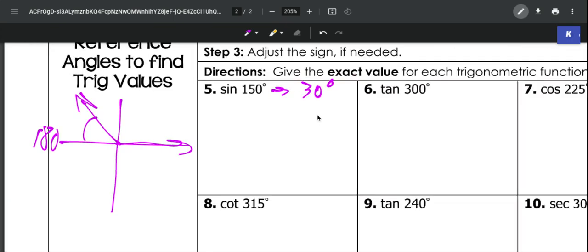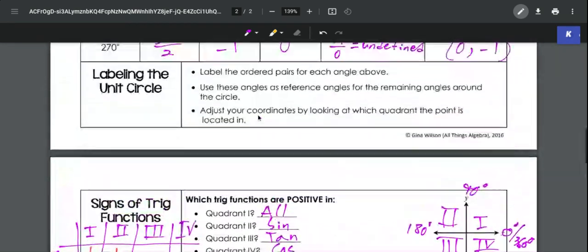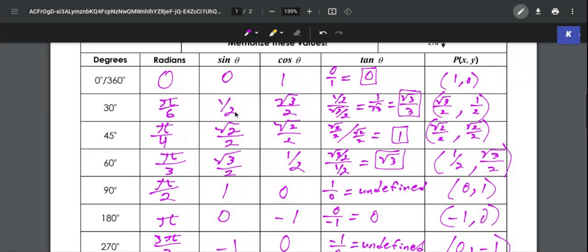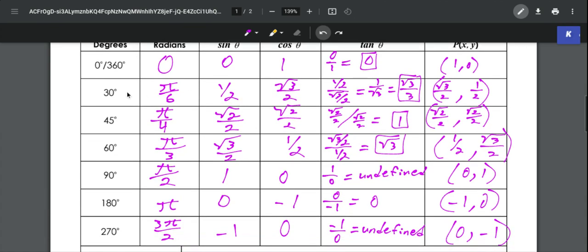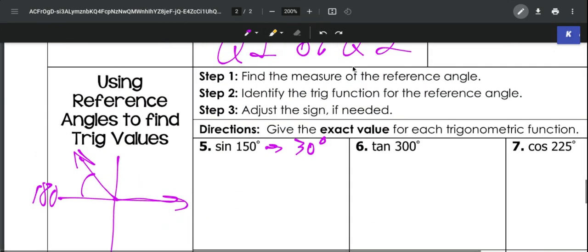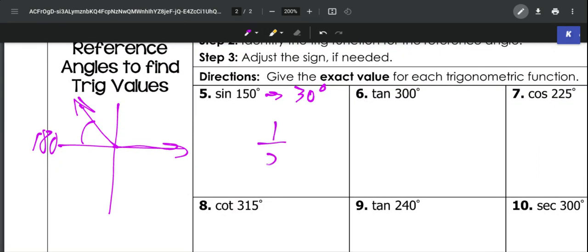So what we'll do is use that, go to 30 degrees and then go to sine of 30 degrees, and that is right here. So sine of theta of 30 degrees is 1 over 2. So that's the value we're going to use, 1 over 2.